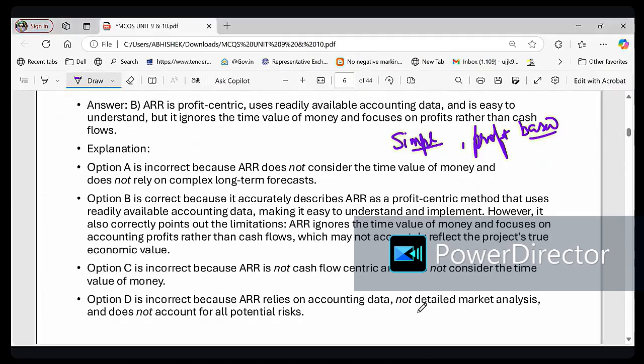Yes or no? Please type in the chat box. Would you prefer the accounting rate of return method for a long term project? What do you think? Yes or no?